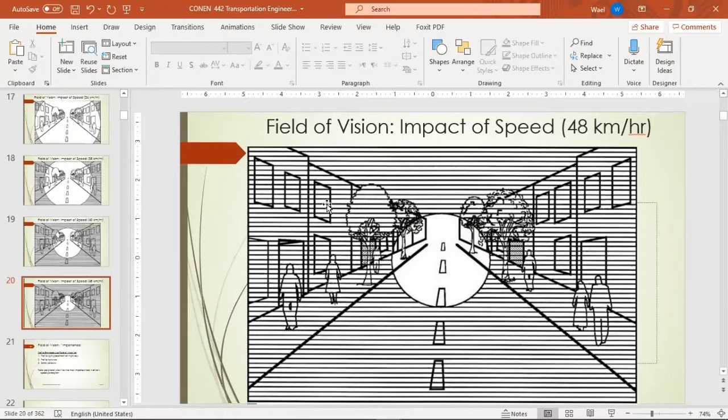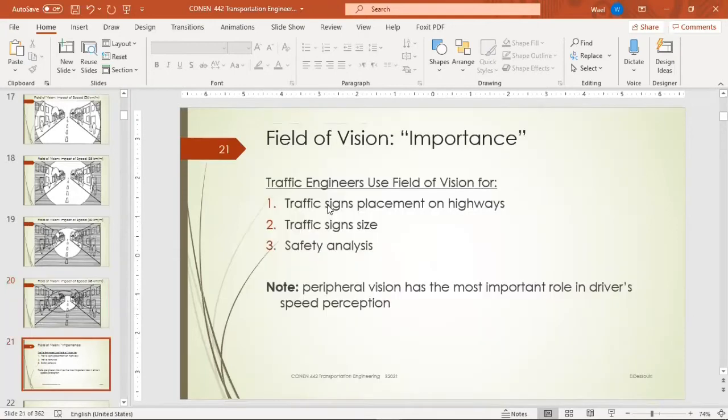Outside this field, which means this area, you still can see, but you cannot see clearly. You cannot make a reasonable judgment. You can see just glimpses of things flying by.